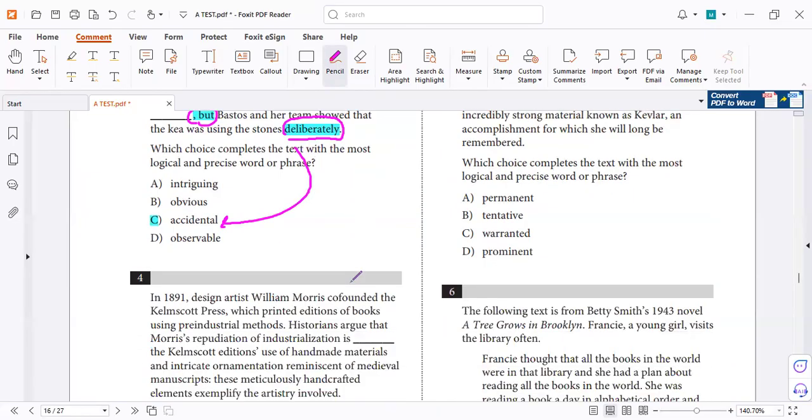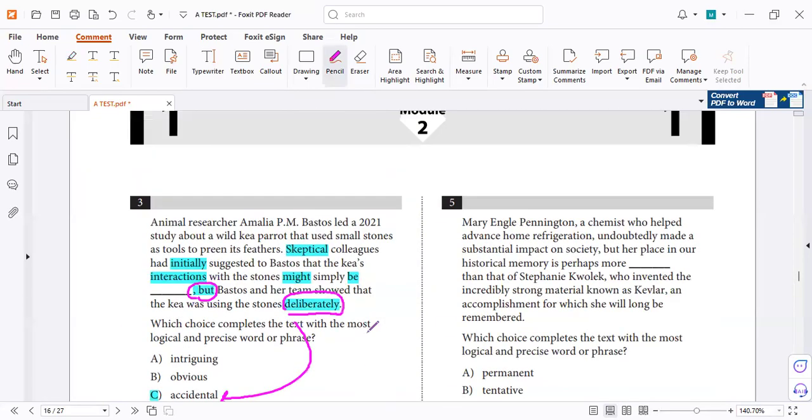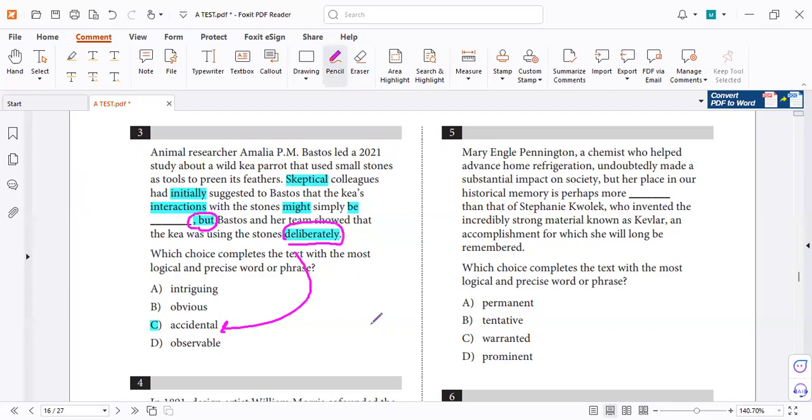How about letter C? Come on, number four. Letter C, B. It's correct. Good job. Number five. Number five, it's A. Number five, A. Wrong. Letter B.